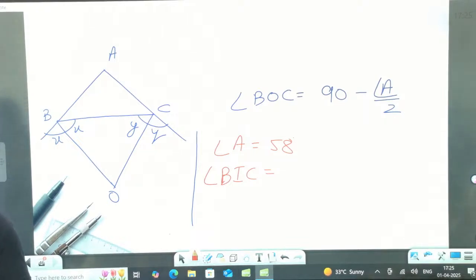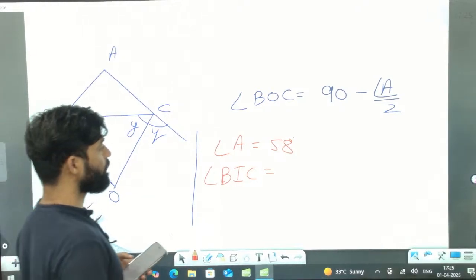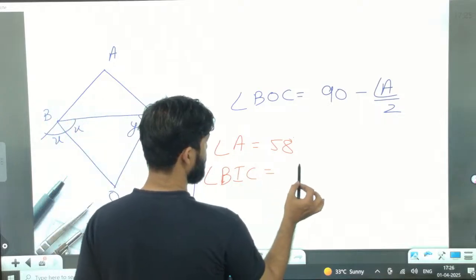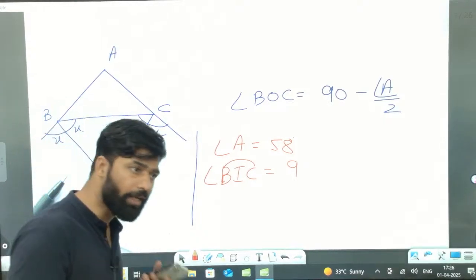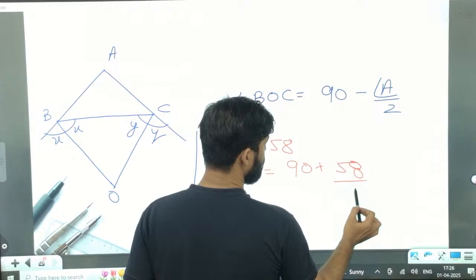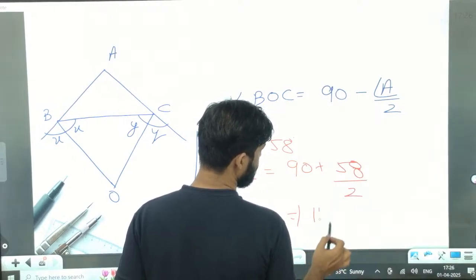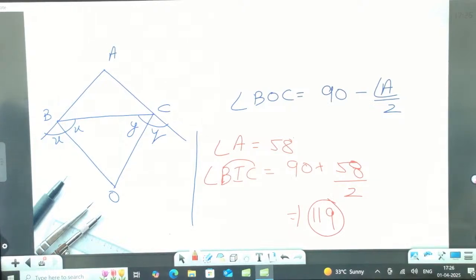119. Good. 119 is the right answer. So I can write this BIC. I know that here we don't have that A, so I can add it directly. 90 plus 58 by 2. So the answer is 119. That's it. Okay, good.